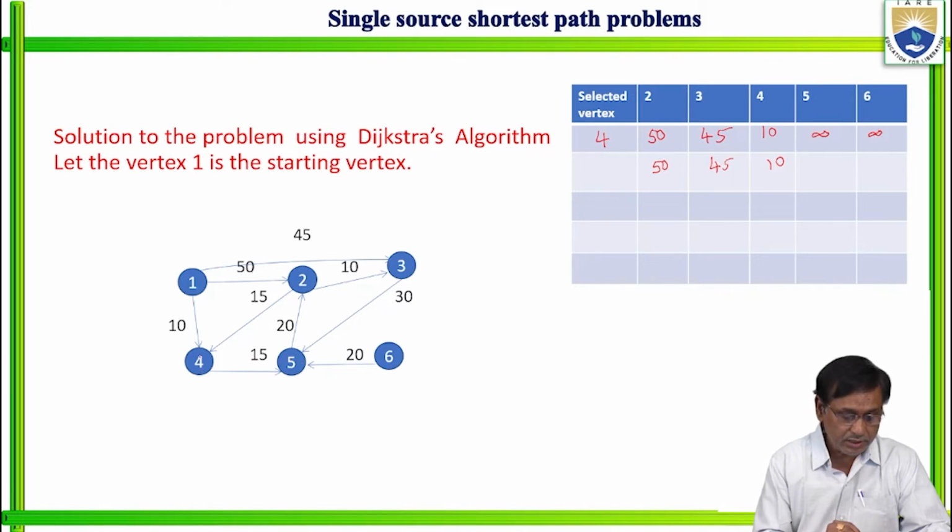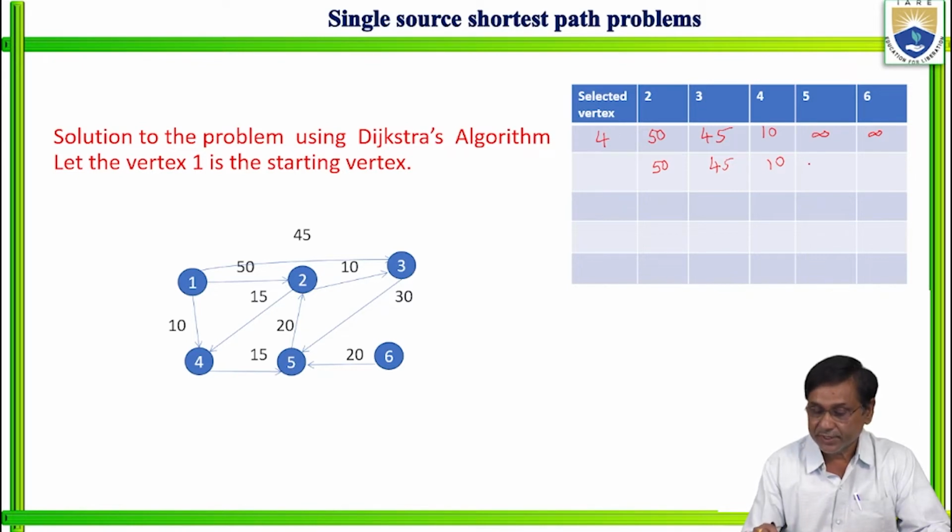But actually 1 to 4 is 10, and 10 plus 15 is 25. But 6 is not connected, so it is considered infinity. In this we have to select the minimum. Already 4 is selected. Now we have to select the next lowest, which is 25. So the vertex selected now is 5.